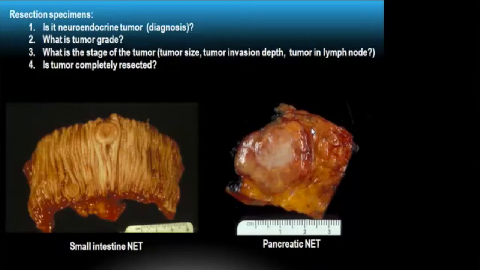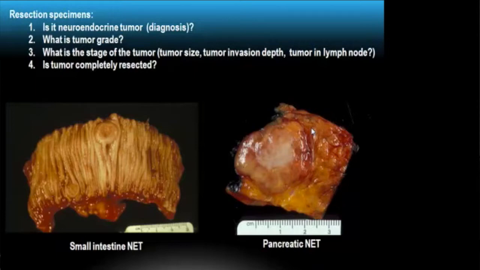Now resection specimens. I have two examples here, and I show a small intestine neuroendocrine tumor first. In this short segment of small intestine, you can see two tumors. The small intestine is already opened, so this is the inner mucosal surface of the small bowel. In addition to the small bowel, there is some fatty tissue attached to it. We call it mesenteric soft tissue. When we get a specimen, we always look for lymph nodes. All these lymph nodes hide in the fatty tissue.